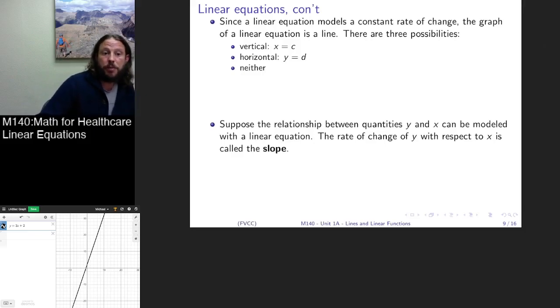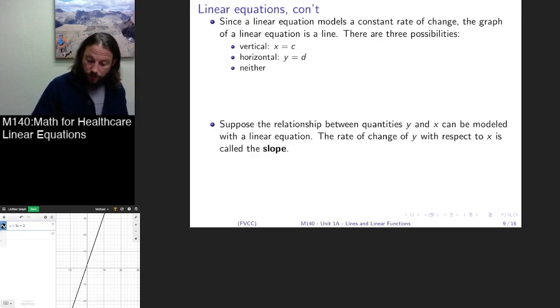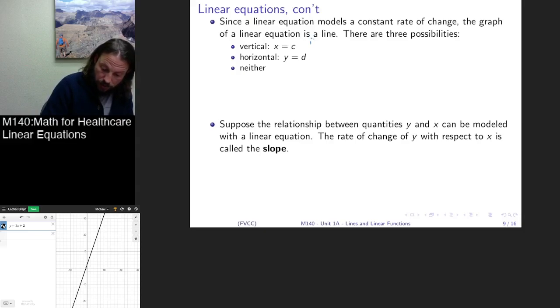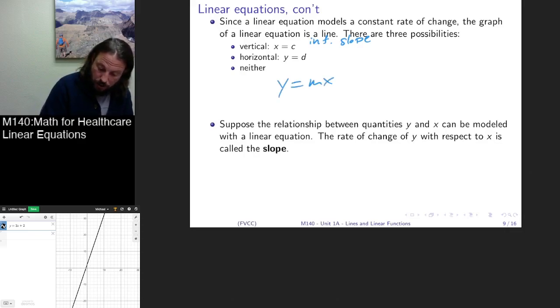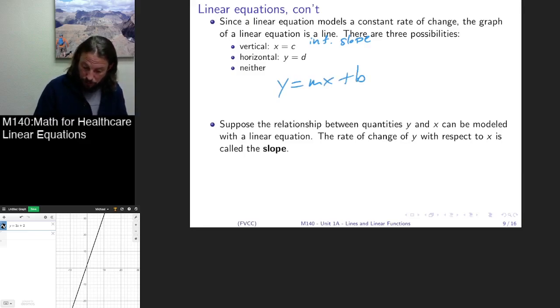All right. There are 3 possibilities. Vertical, x equal to a constant. We think of this as infinite slope, because it's a vertical line. Horizontal is y is constant, so y equal to d, that's a horizontal line. And then neither, which is what we're generally used to, y equal to mx plus b. We have a slope and a y-intercept, all right? And by the way, that y-intercept could be 0. Certainly in that neither category would be something like y equal to 3x, which just goes through 0.